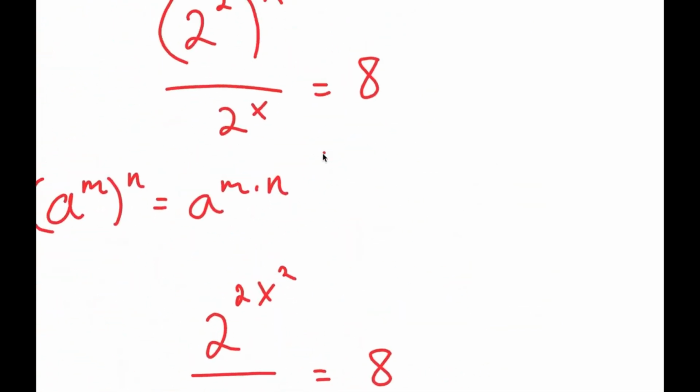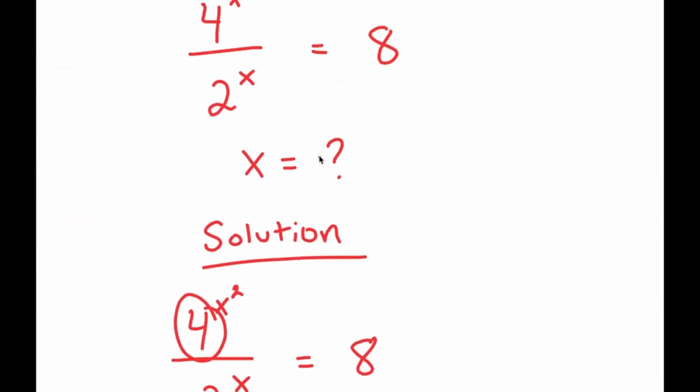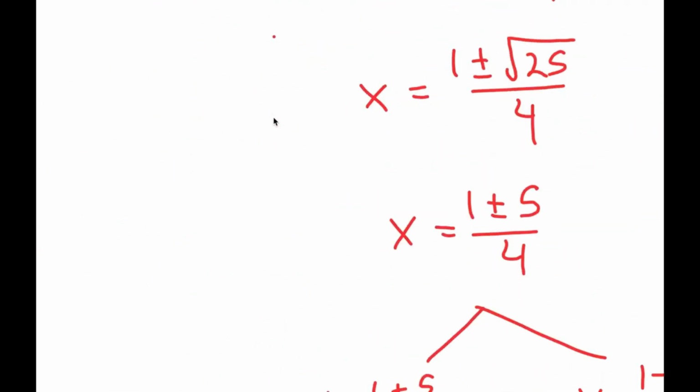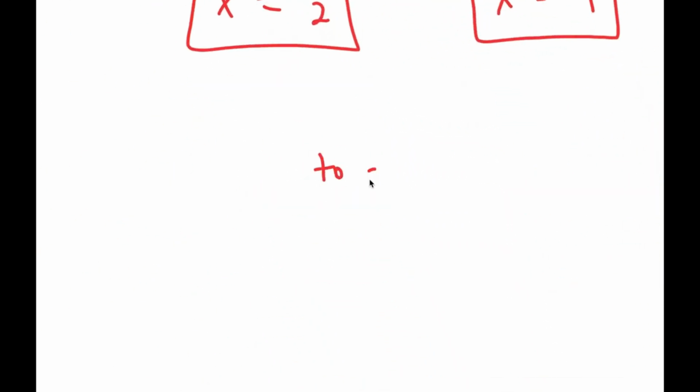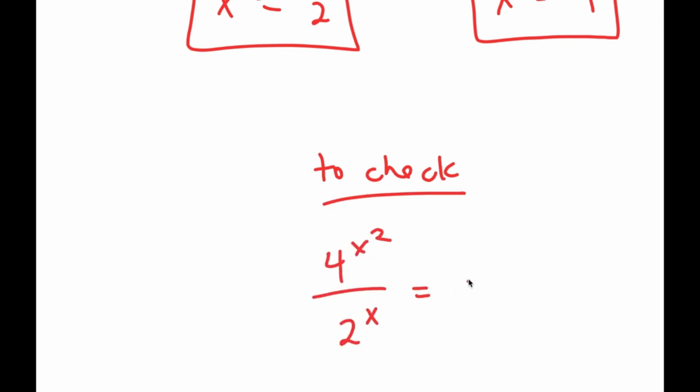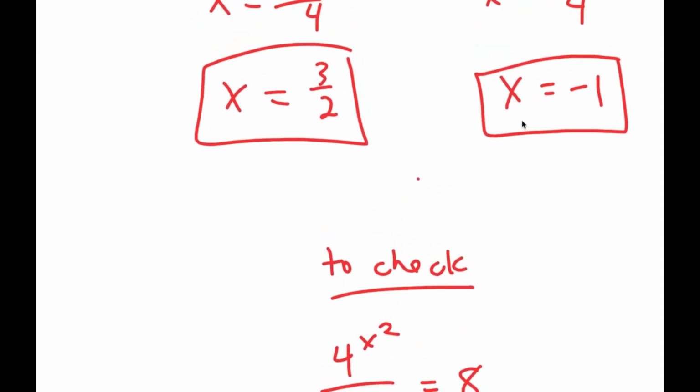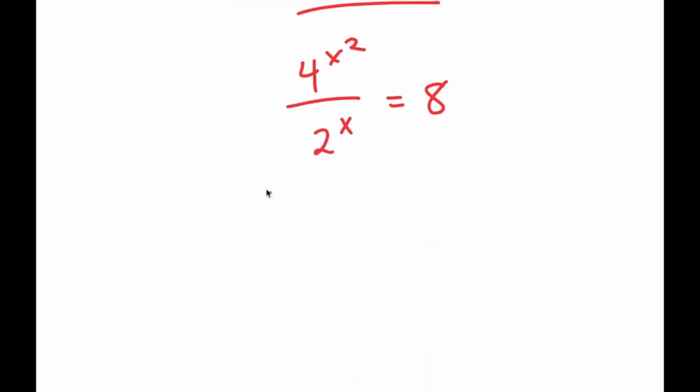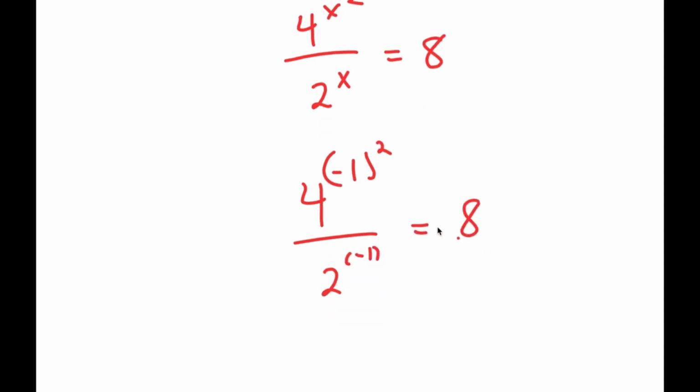So now, going back here, I have 4 to the power of x squared over 2 to the power of x equals 8. So I'm going to check these two solutions. So I'm going to first start with negative 1. So if I plug in x for negative 1, I get 4 to the power of negative 1 squared over 2 to the power of negative 1 is equal to 8.